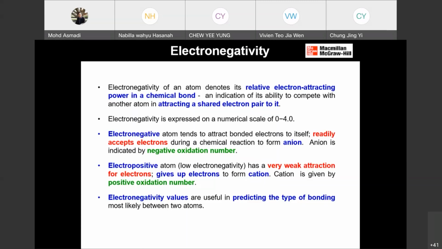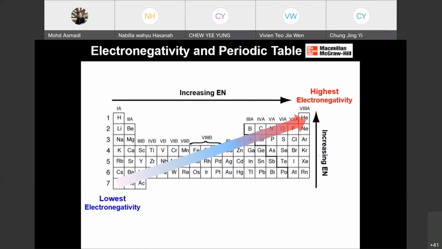Electronegativity values are useful in predicting the type of bonding, most likely between two atoms. We can predict whether it is covalent, ionic, or metallic. So this is very important. This is the picture showing how electronegativity can be read from the periodic table, from lowest electronegativity to the highest. Is it clear?